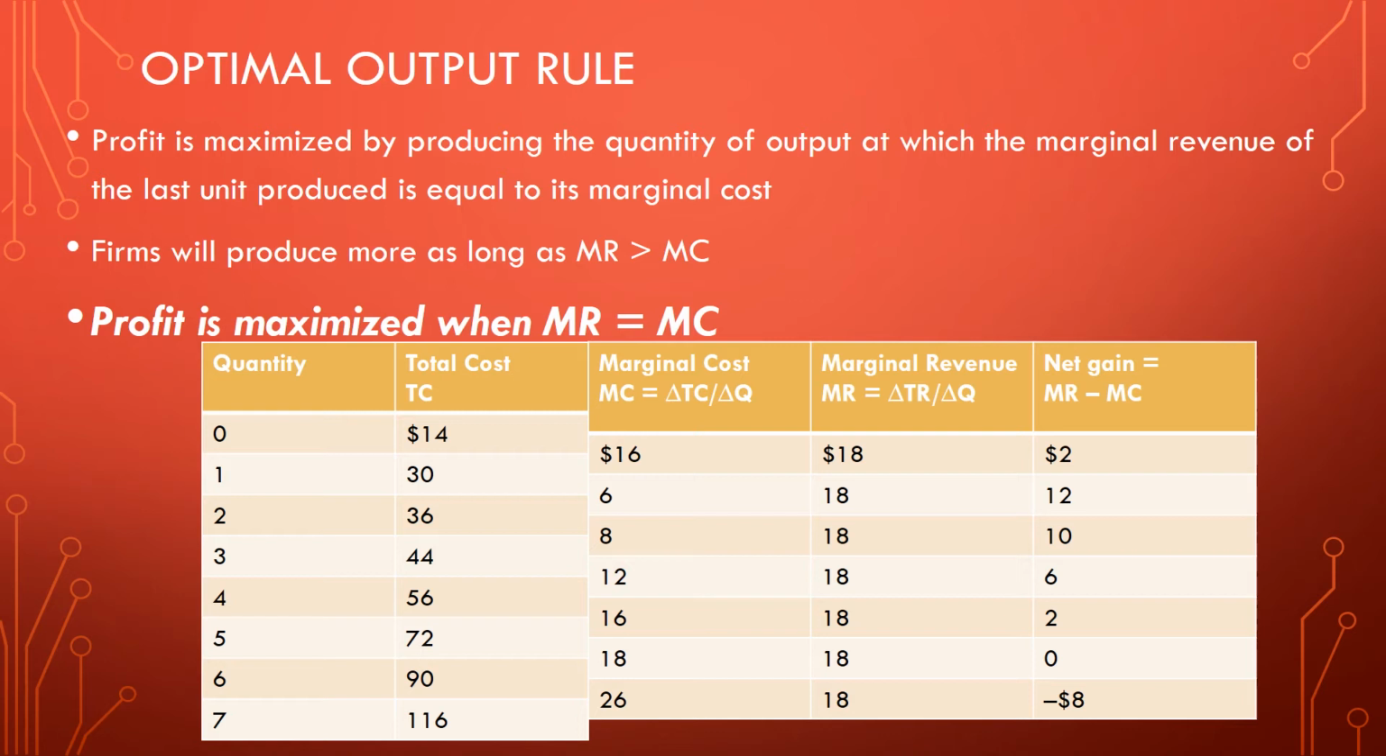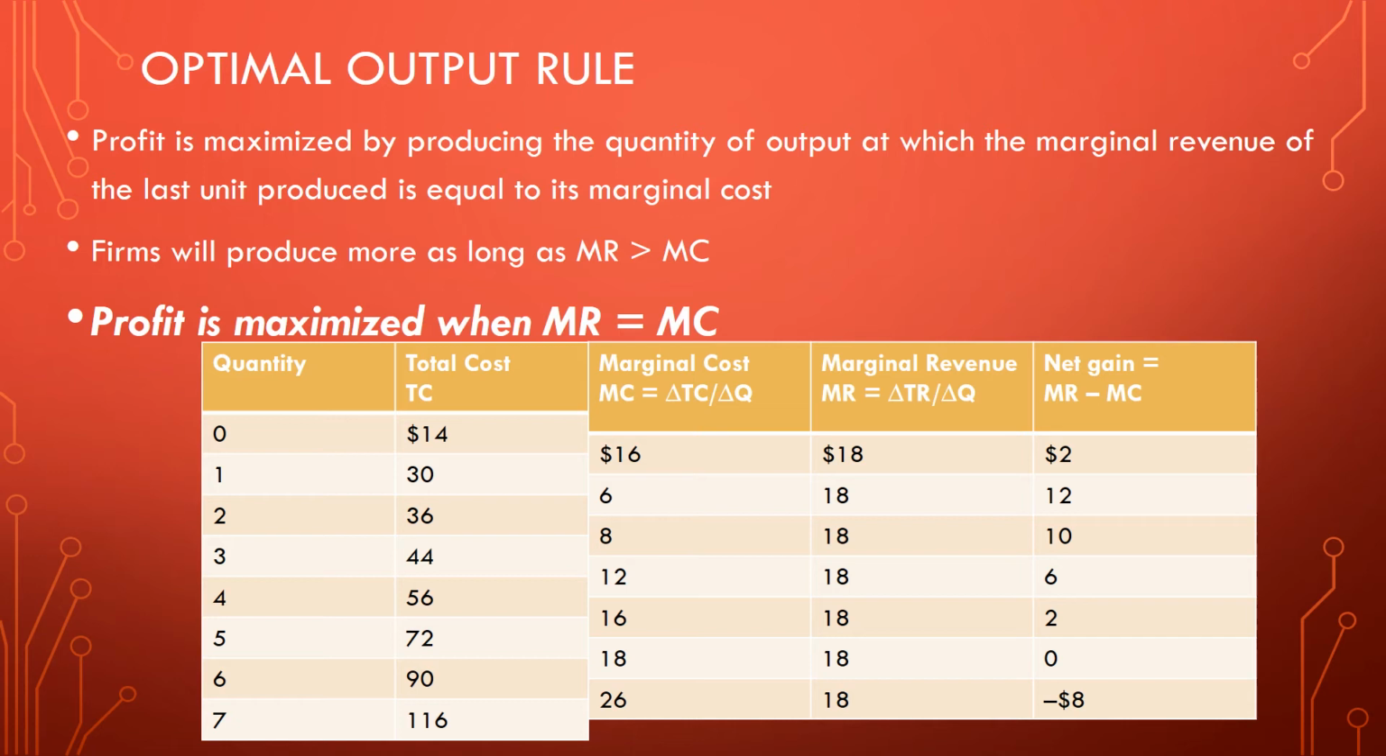Well, they do so by producing the quantity of output at which the marginal revenue of the last unit produced is equal to its marginal cost. All right, so remember, we're not looking at total revenue, total cost. We're not looking at average total cost or average total revenue. We are looking at marginal revenue, marginal cost. Our question is, should we produce one more unit? If the answer is yes, because we find out that marginal revenue is greater than marginal cost, then we keep producing. We stop producing at that moment when marginal revenue becomes equal to marginal cost.